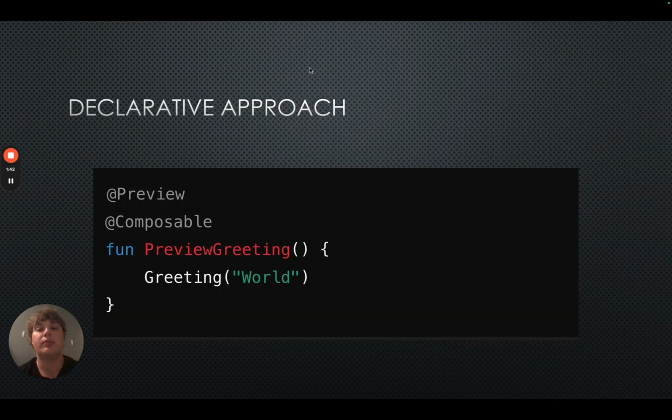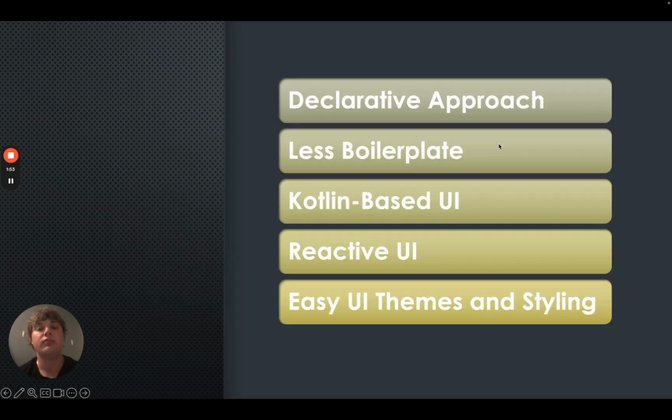Here's an example. This is much simpler compared to defining the UI in XML and then binding the data in Kotlin. The code directly reflects the UI and its behavior. Two, less boilerplate. Compose reduces the amount of repetitive code you typically write when using XML for layouts. Instead of manually finding views and updating them, you just declare how the UI should behave based on the state.